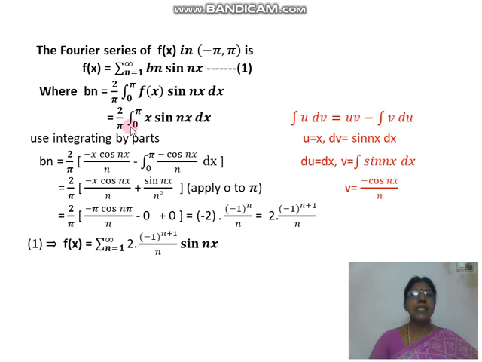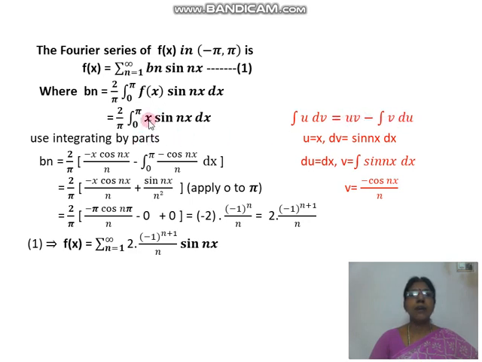Now see this integral. 2 by pi is a constant. This integral is in the form of u dv. We are going to use integration by parts. What is integration by parts? If the integral of u dv is there, then the answer is uv minus integral of v du.